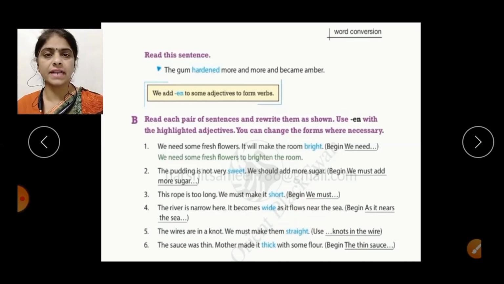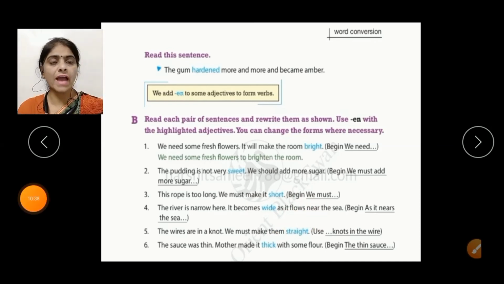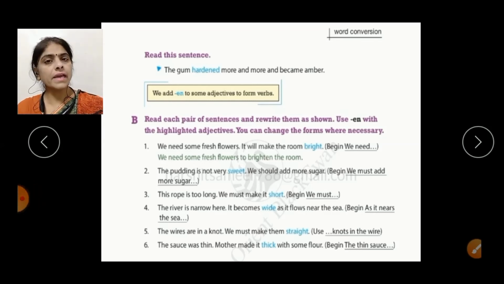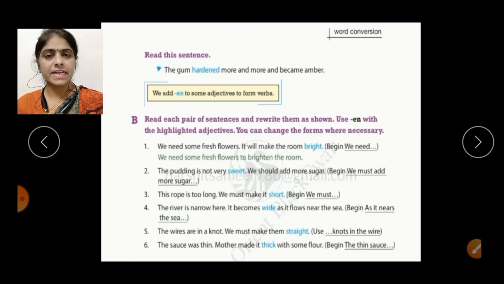These are adjectives. So here what we have to do to complete this exercise? Let me tell you. Here first we need to add en to these highlighted words, meaning adjectives, to form verbs. And then we will rewrite all these sentences beginning with the words which are given in the brackets. Here you can see the words which are given in the brackets. Here the first sentence is already done for you. Let's have the reading of it.